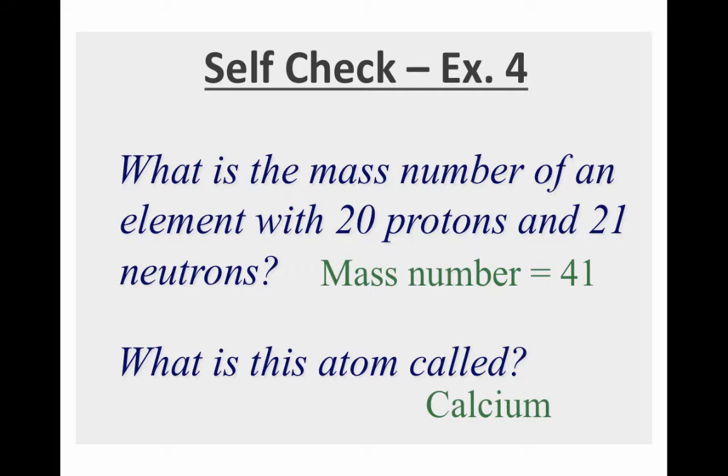However, that name in itself is not enough because, as we're going to see later, there are different kinds of calcium atoms. There are different numbers of neutrons that can go along with this 20 protons. So what we do when we name it is we give it a more descriptive name and call it calcium 41, the name of the element along with the mass number at the end.